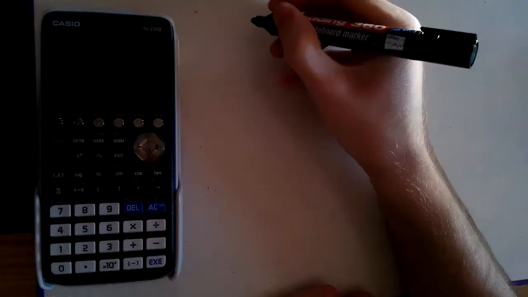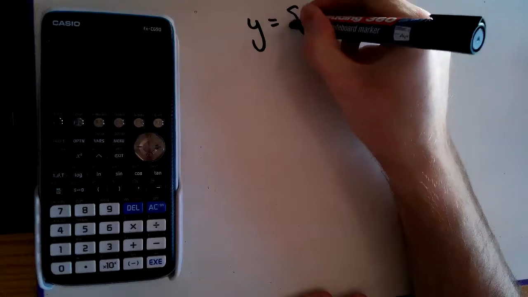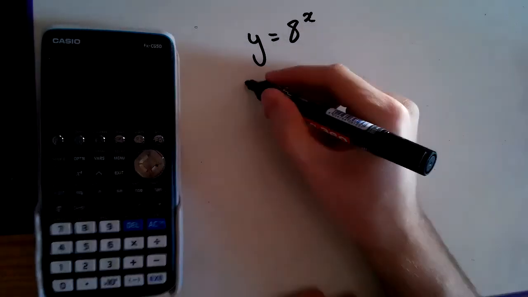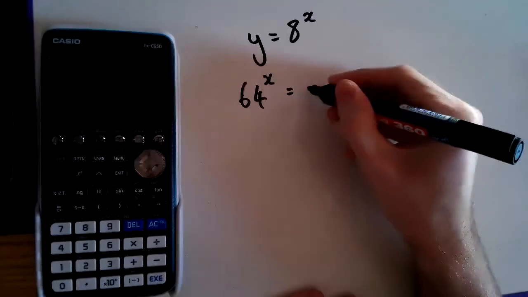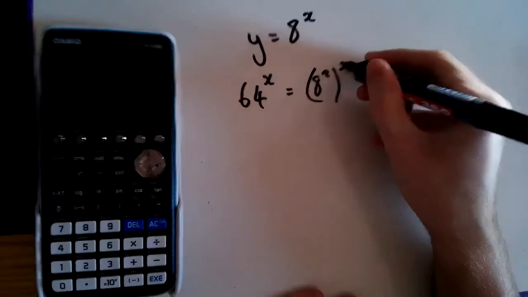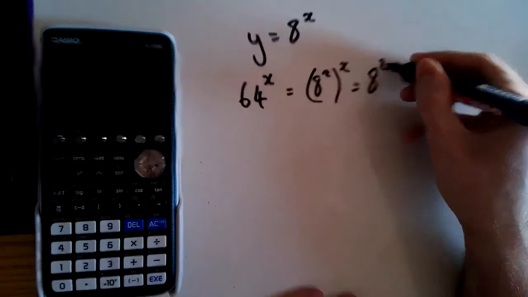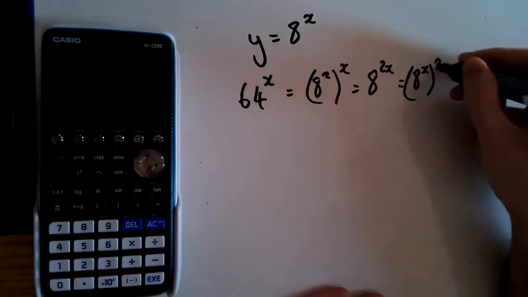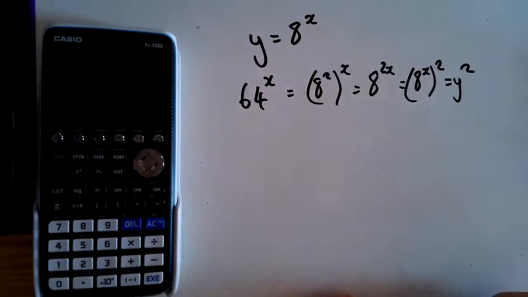Okay, lesson 2 started. We've got y equals a to the x. And first thing we want is 64 to the power x. So that's 8 squared to the power x, which is 8 to the power 2x, which is 8 to the x, all squared. So that's just y squared.